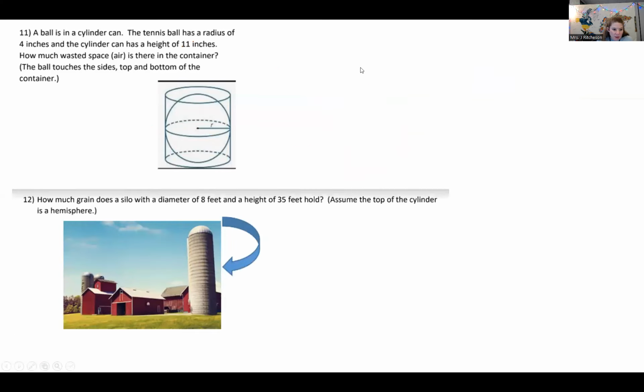All right, number 12. How much grain does a silo with a diameter of 8 feet and a height of 35 feet hold? Assume the top of the cylinder is a hemisphere. So this time we're gonna add them together. So for our cylinder, we're gonna do pi times radius squared times height. And for our hemisphere, a hemisphere is half a sphere. So instead of 4/3, we're gonna put 2/3 times pi times radius cubed. So once we get both of these, this time we're gonna add them together.